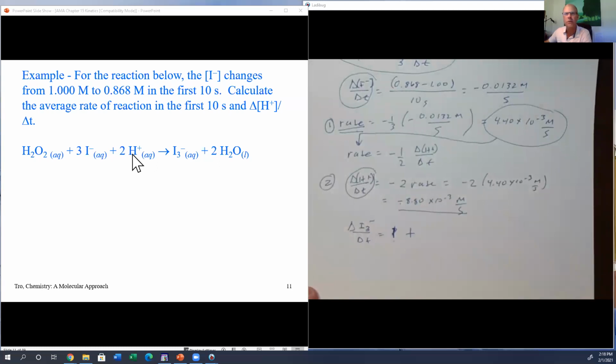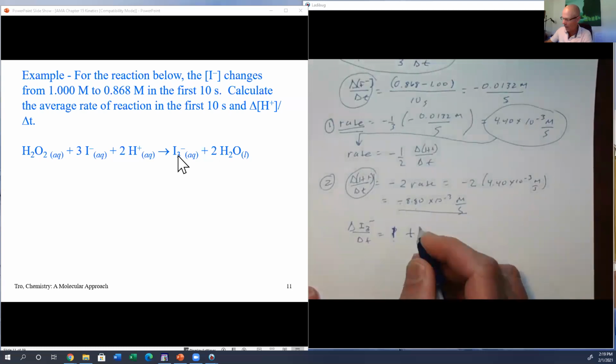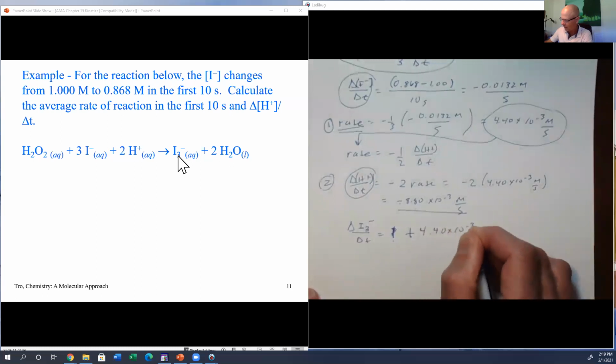Then if we know this value, let's say this was changing at a rate of minus 1 molar per second. How fast would this be changing? Twice as fast or half as fast? Half as fast. So if this was changing at 1 molar per second, this would be 0.5 molar per second. Given that this is minus 8.8 times 10 to the minus 3, what is this? It's going to be plus 4.40 times 10 to the minus 3 molar per second.